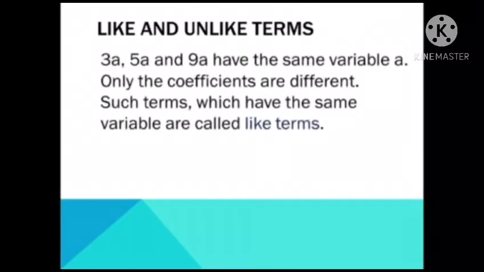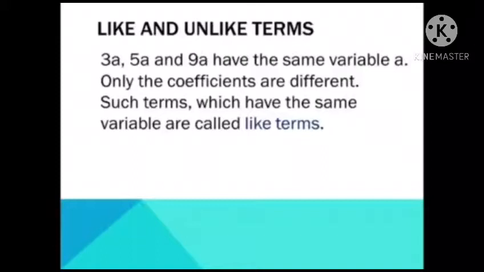Okay, 3a, comma, 5a, and 9a. There may be a difference in the numbers, but if you observe the variable, all the variables are the same, right? So 3a, 5a, and 9a have the same variable a. Only the coefficients are different. Yes. So such terms which have the same variable are called like terms. The coefficient may differ, but the variable should be the same. If the variables are the same, then they are called like terms.